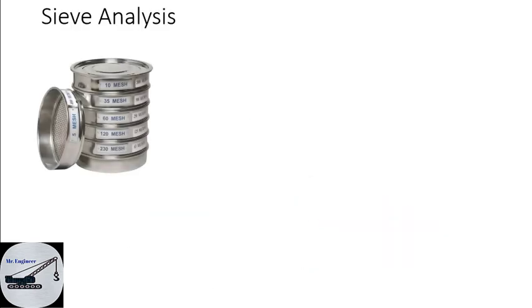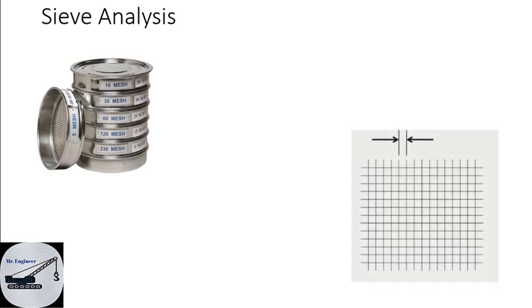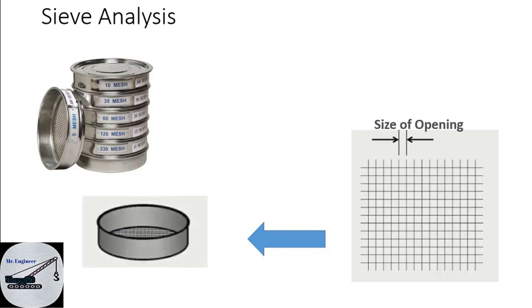Sieve analysis uses a set of sieves. Sieves are wire screens having wire openings. The size of these openings gives the sieve their number, which is called sieve number. The detailed information about the sieve number is given in my previous video. The link of that video is also given in the description.